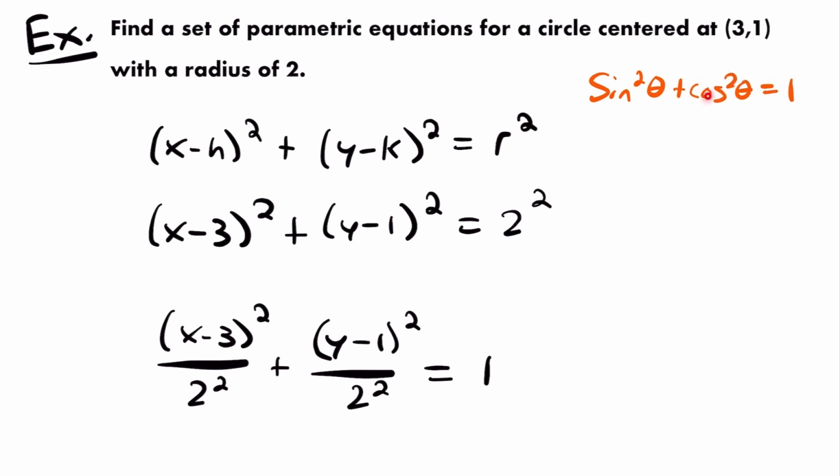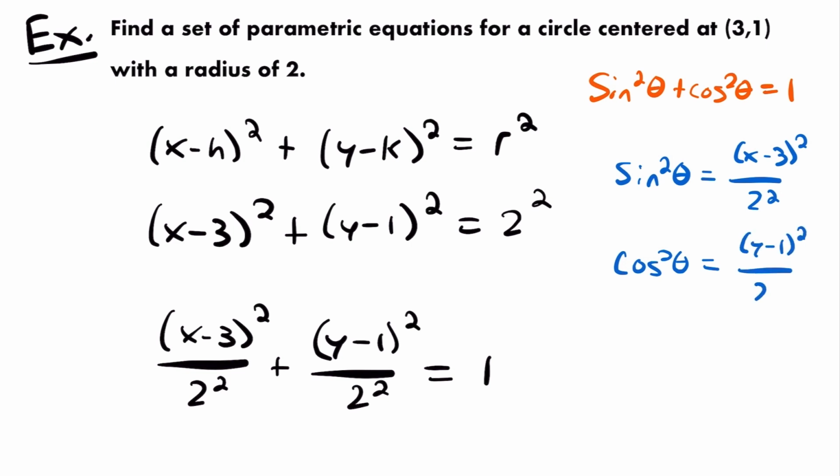And so this matches up with this rectangular equation. We just have to set sin²θ equal to this term and cos²θ equal to this term. Or we could swap the terms, it doesn't matter, as long as you use a different term for sine and cosine. All right, so we're going to let sin²θ = (x − 3)²/2², and then cos²θ will be equal to (y − 1)²/2².